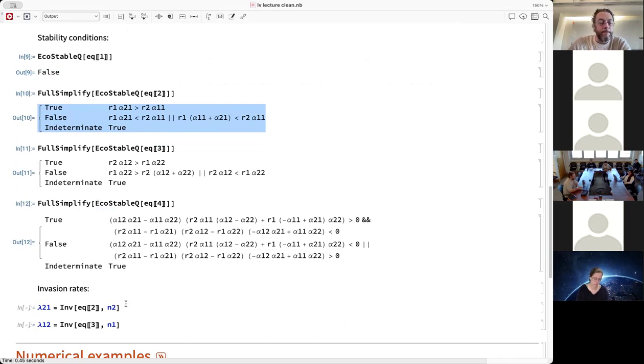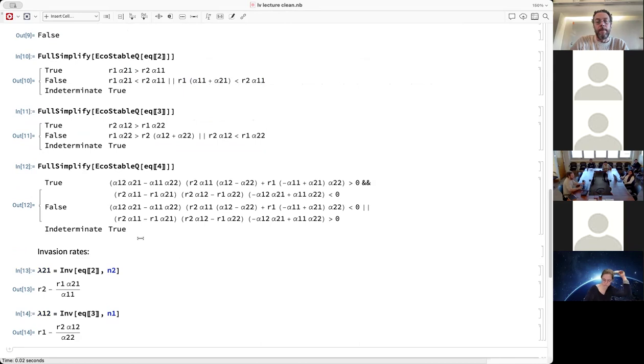All right, and then finally, we haven't put in any parameter values yet. We're just doing this in a generic sense. So the last thing we can do is calculate those invasion rates that I was telling you about for the mutual invasion test, and we use this function INV for that. This is saying, what's the invasion rate of species N2 trying to invade equilibrium 2, which was species 1 by itself, and vice versa. So these are the invasion rates that we could use for invasion analysis. All right, so this is the end of the algebra, I guess.